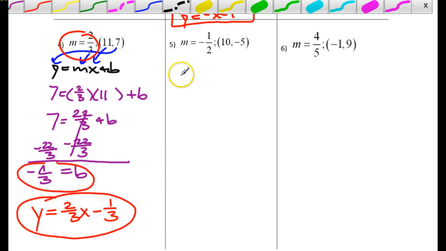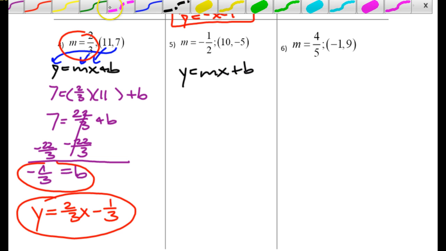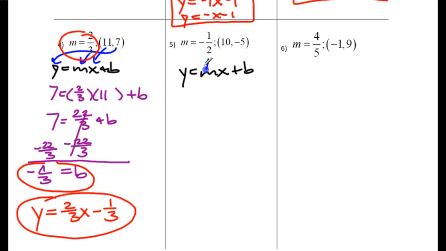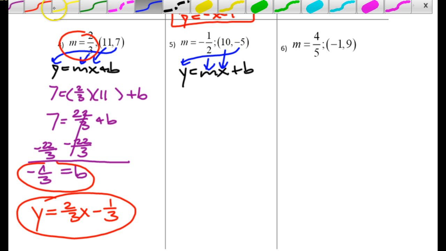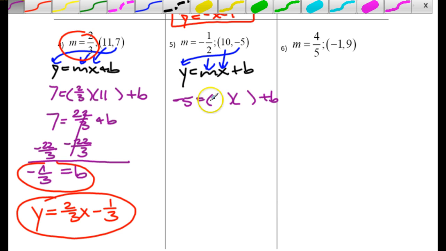Next one, we want the equation of the line that has a slope of negative 1/2 and goes to the point 10, negative 5. So like always, we're going to plug in m. First number is the x, last number is the y, right? So now it's negative 5 equals mx plus b. M is 10. I'm sorry, m is negative 1/2 and x is 10.